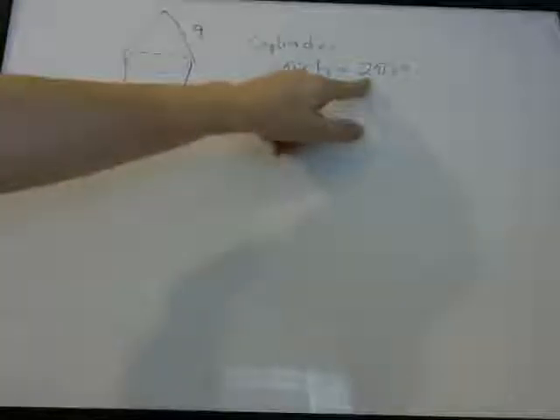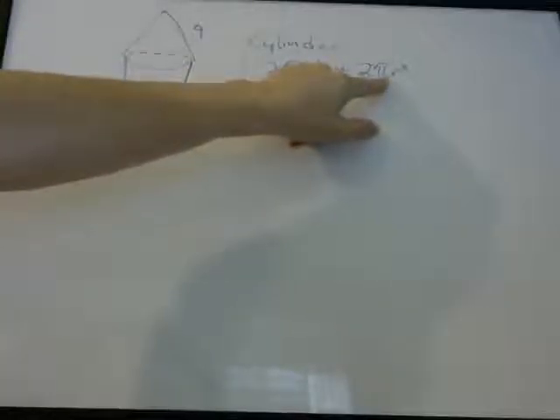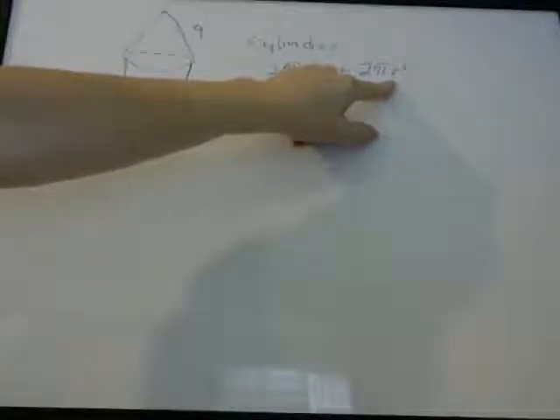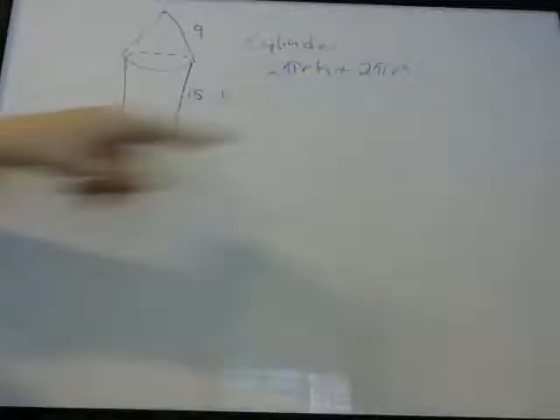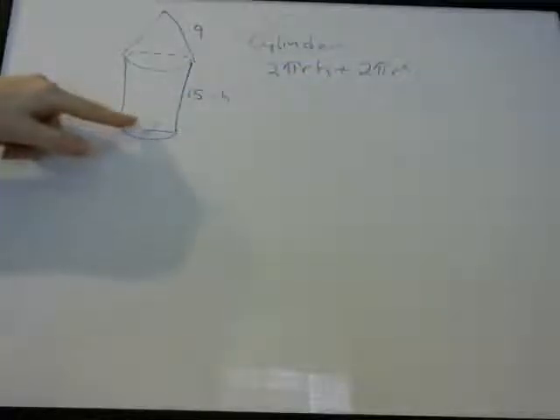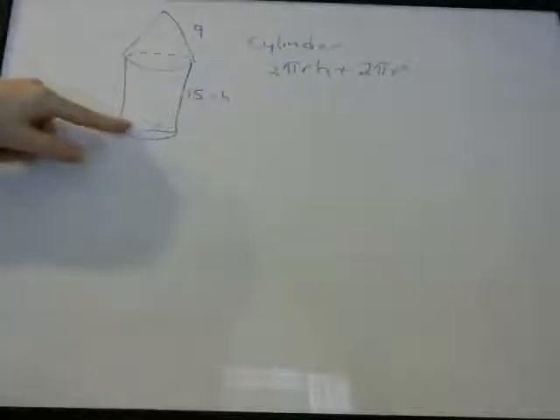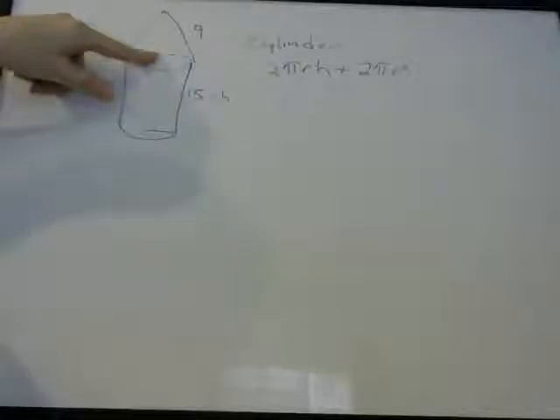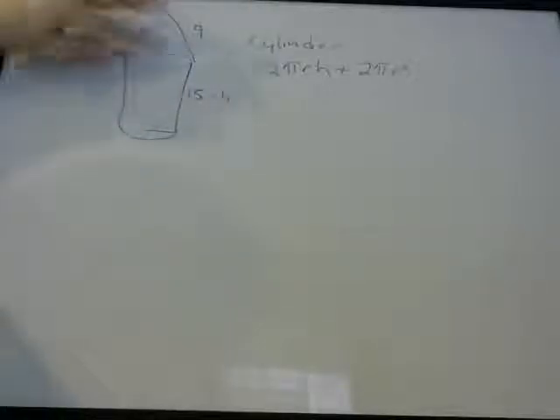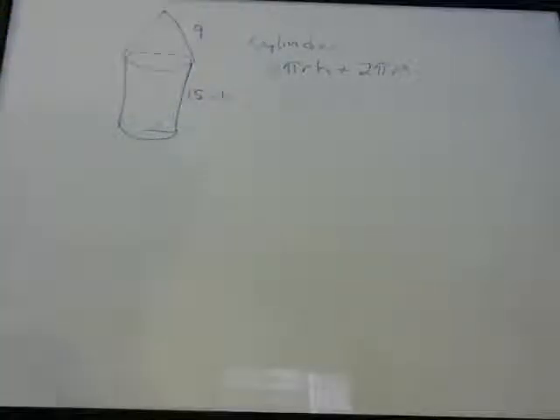So then what is this? 2 pi r squared. Well, pi r squared is the formula for area of a circle. So that's giving you the area of the bottom. It's multiplied by 2 because there's 2 of them. But we don't need 2 of them because remember, we can't see this top one. So we don't need 2 of them, we just need 1 of them.